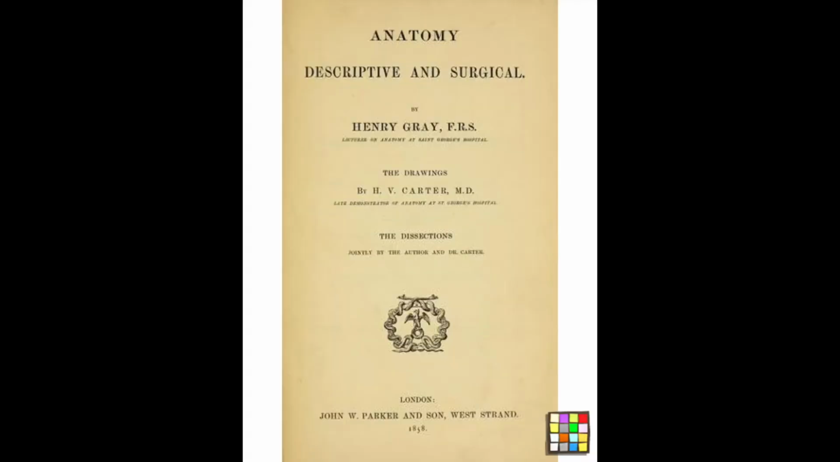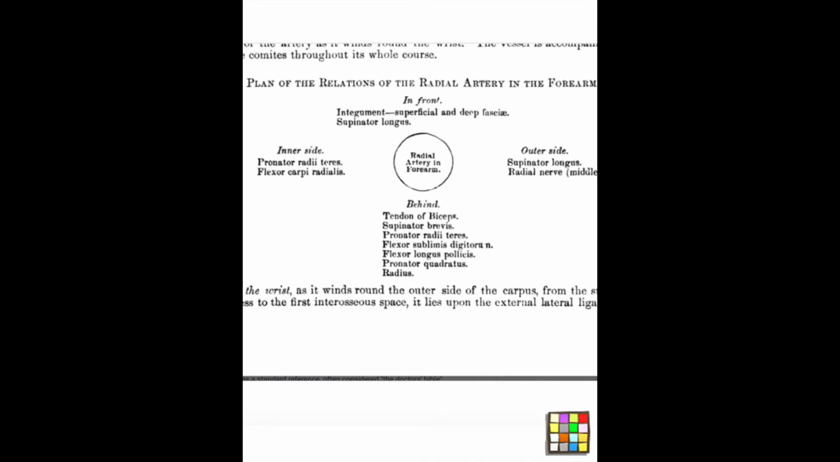There we go. These characteristic relationships of the radial artery are, of course, described succinctly by Henry Gray in his seminal treatise Anatomy Descriptive and Surgical in 1858. Here is his lovely diagram. Here the progression of muscles beneath the radial artery.